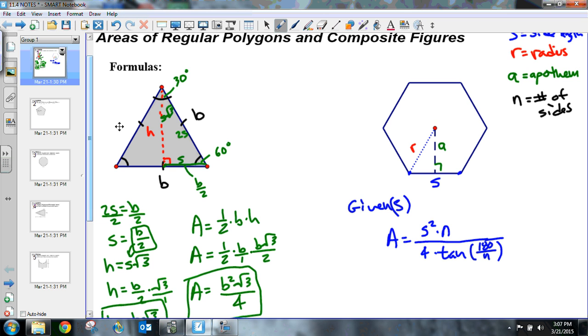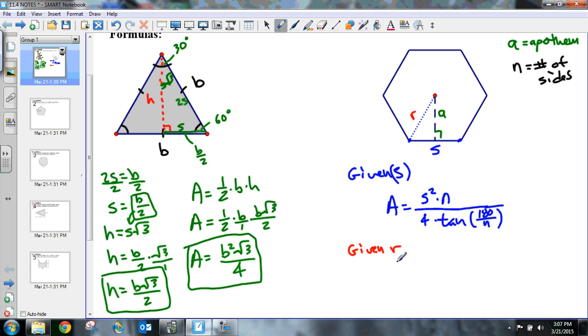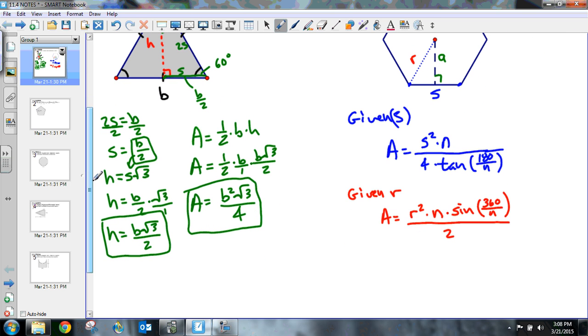Now let's do it for the radius. Let's say you're given r, your radius. Then your area is your radius squared times the number of sides times sine of 360 divided by n, the number of sides, and this is all being divided by 2. So if you're just given the radius, this length here, you can find the area.